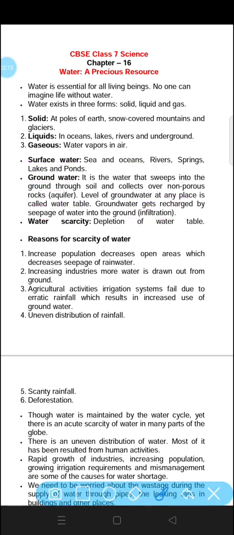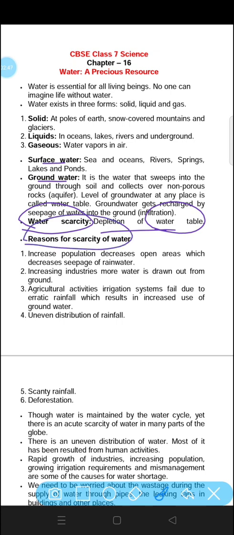So we have talked about surface water and groundwater. Groundwater is the water that seeps into the ground through the soil and collects over non-porous rocks. Next is water scarcity, the deficiency or lack of water. Water scarcity occurs due to depletion of the water table. As the underground water level decreases, there will be scarcity of water. The place will face the scarcity of water.